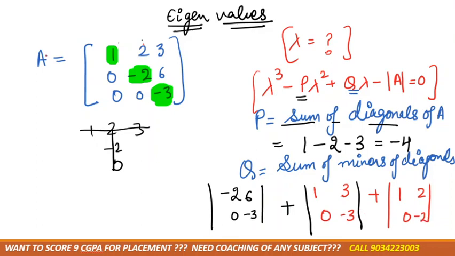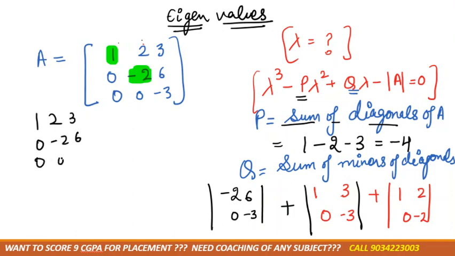Okay, if I tell you one by one, you won't be able to understand. So for the first case, this was the matrix 1, 2, 3, 0, minus 2, 6, 0, 0, minus 3. Now in this case, for the first case, we leave this row and we leave this column. Then this one is the left matrix, minus 2, 6, 0, minus 3. Correct? Understood?